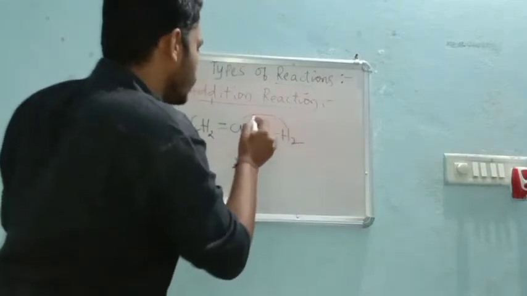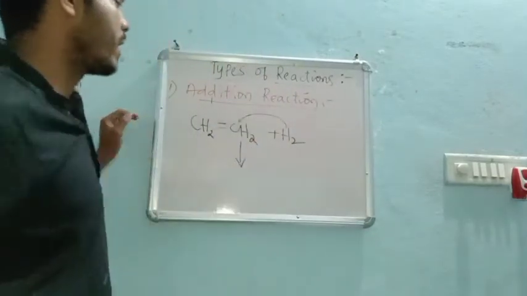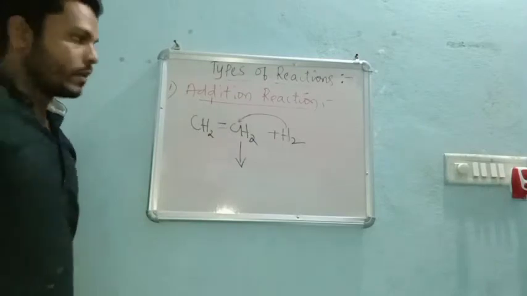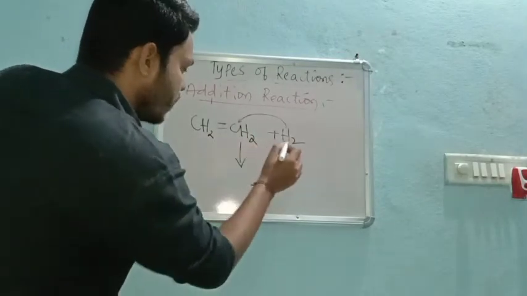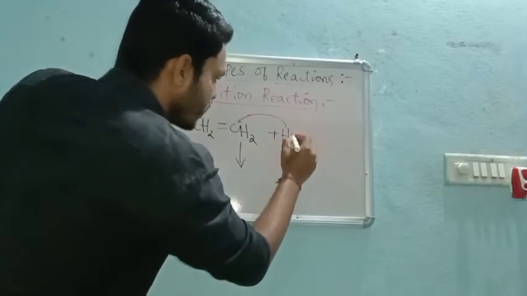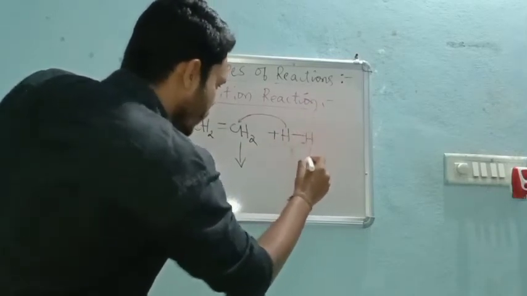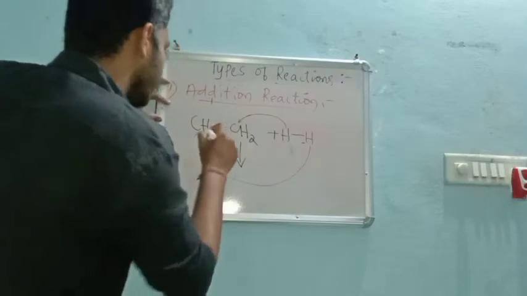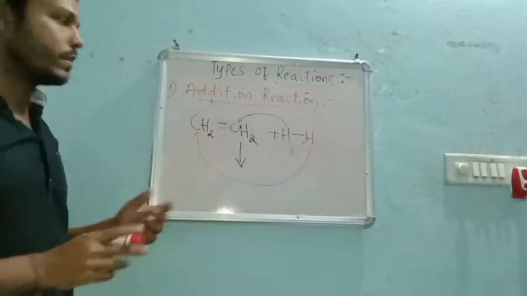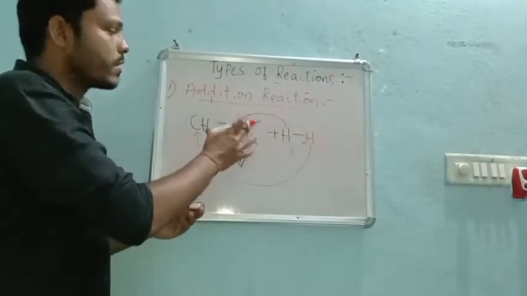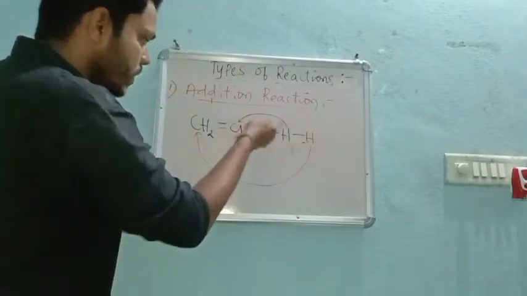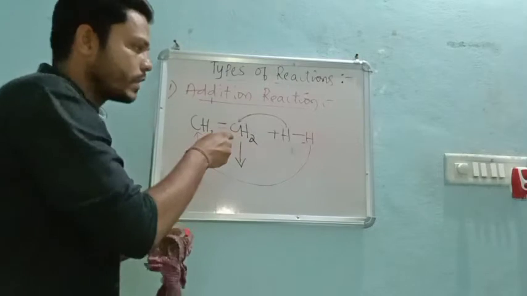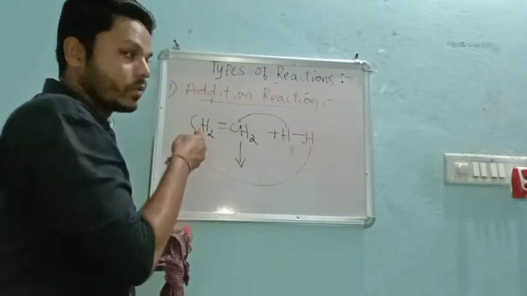Among these two, one hydrogen will go and attack this carbon, and one more hydrogen will go and attack the other. Just assume that, and this type of reaction only happens here. So now assume that one hydrogen is going onto this carbon and one hydrogen is going towards the other carbon.